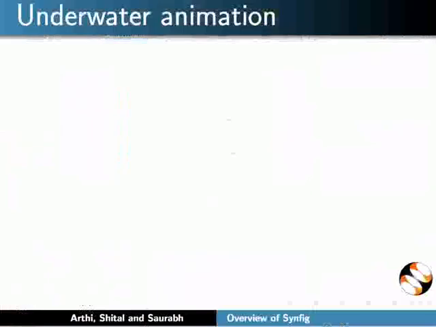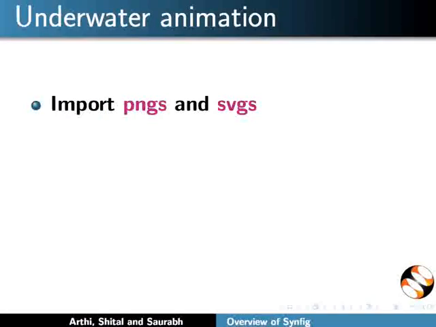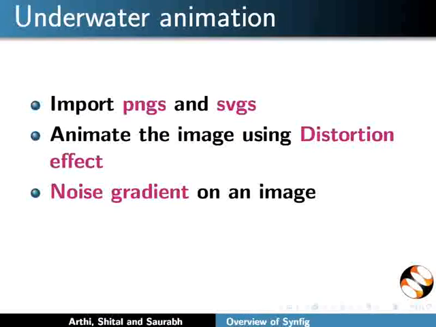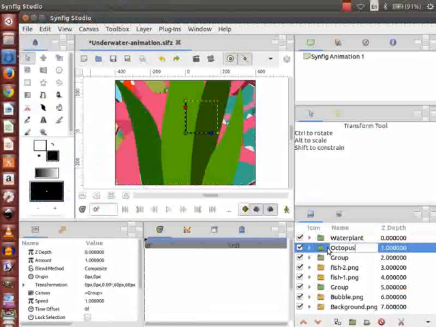The next tutorial is Create Underwater Animation. In this tutorial, we will learn to import PNG and SVG, animate the images using distortion effect, add noise gradient, and use random option for random animation. Using the above, we will learn to create an underwater animation. Here is a glimpse of the tutorial.